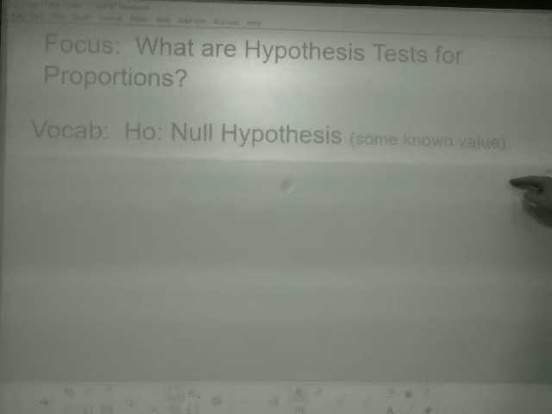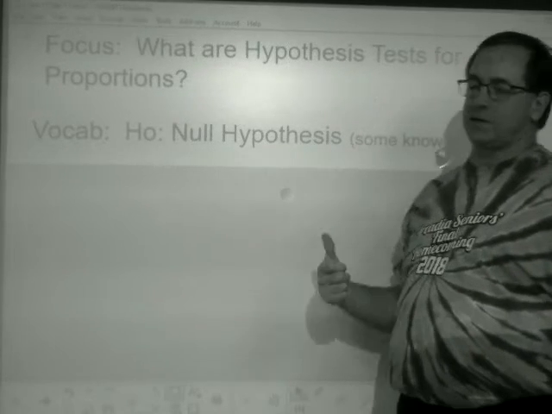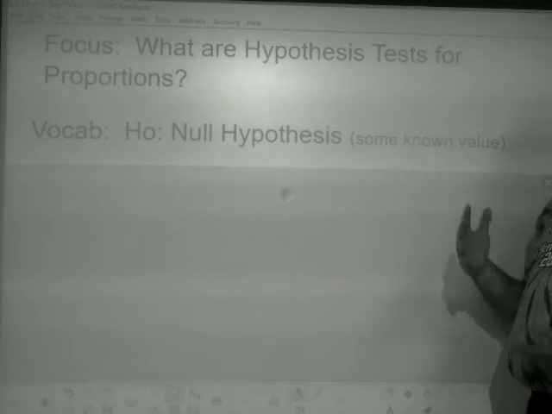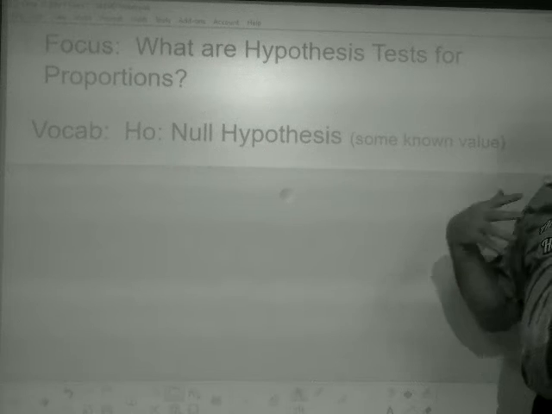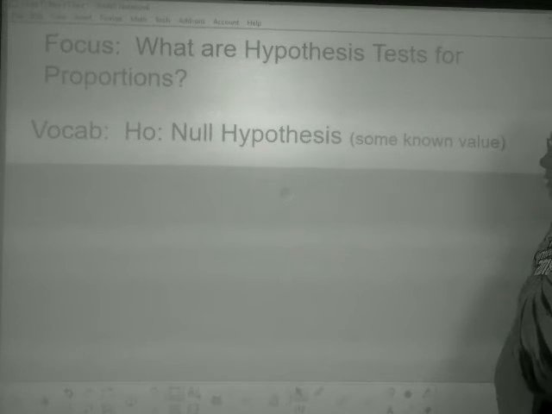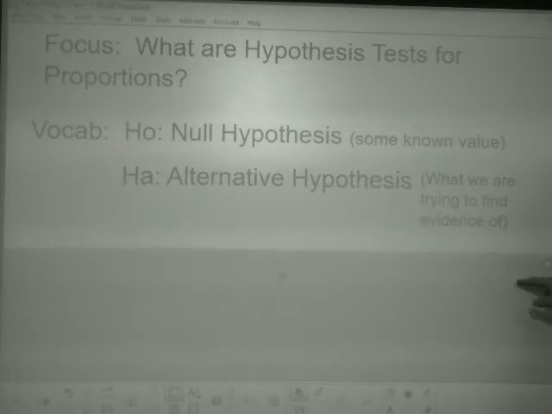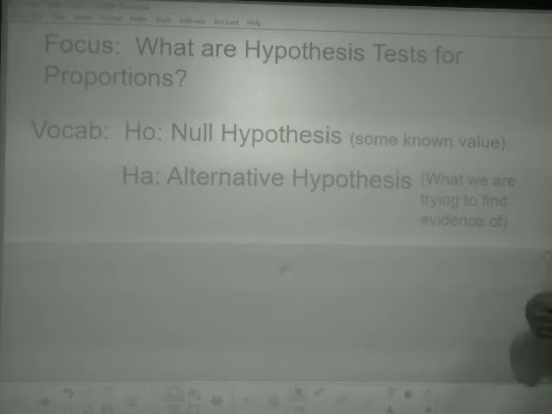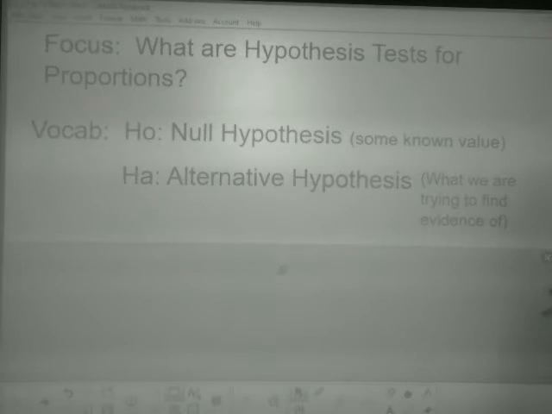So let's go through some vocabulary first so that we can all speak the same language here. So first of all, H0 is called the null hypothesis. And that's going to be some known value from some previous study that people have done, previous information, some sort of known previous piece of data. It's going to be some number. Alternative is what we're trying to find evidence of. So this is what we're trying to show evidence of using our new data. But just vocabulary-wise, H0 is called the null hypothesis, HA is called the alternative hypothesis.